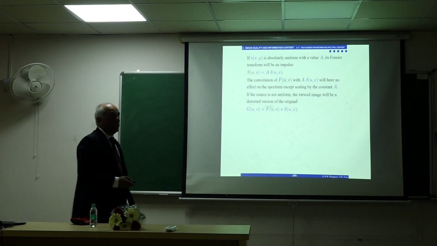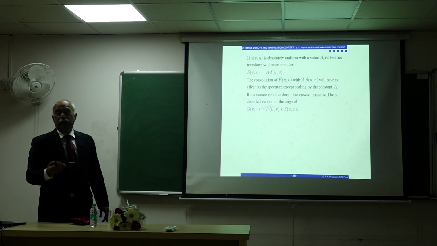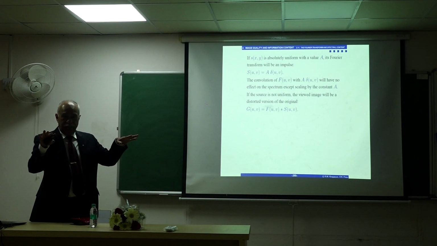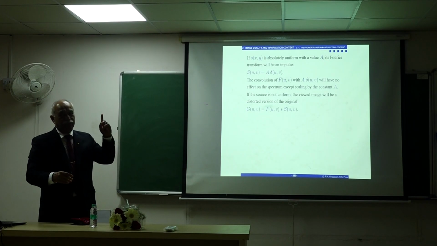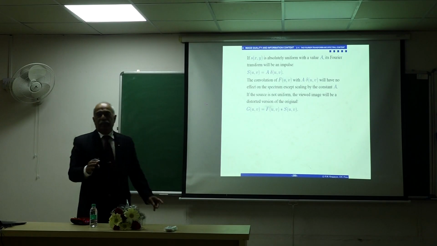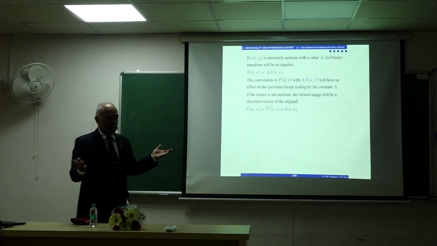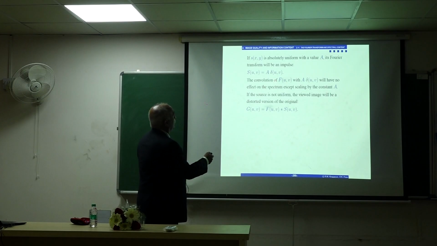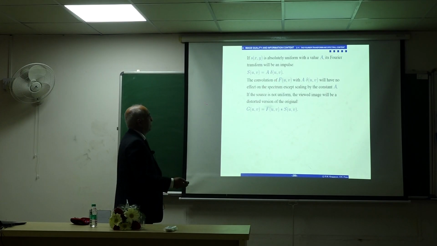If S(x,y) is absolutely uniform, its Fourier transform is a delta function. Constant field, Fourier transform is delta, with some value A. And convolution with delta doesn't matter. It doesn't have any effect. So convolution of F(u,v) with the A delta will have no effect.